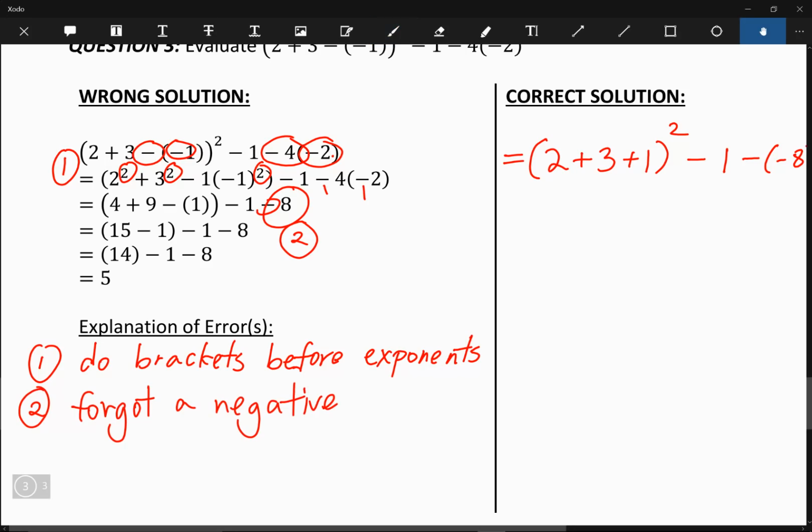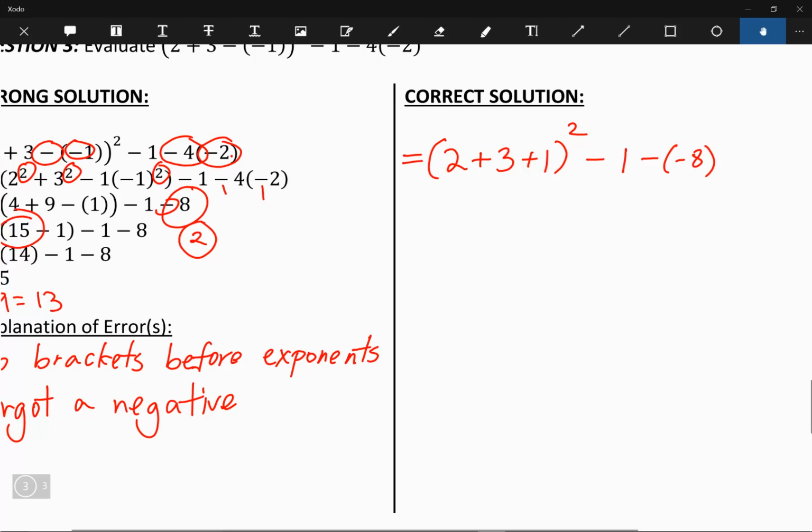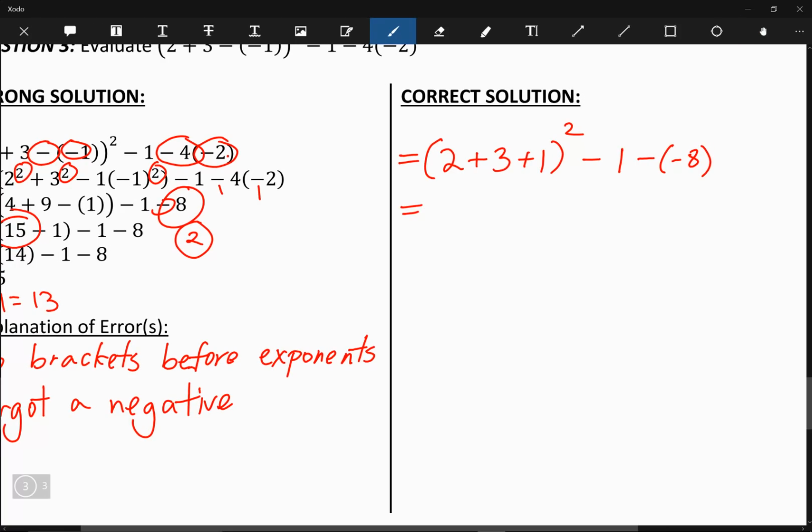Okay, and so here 15 is the last mistake. 4 plus 9 is equal to 13, not 15. Okay, so simple addition mistake. So what's the actual solution? So let's go back to our correct solution and try and figure this out. So 2 plus 3 plus 1, that gives me 6. I'm going to square that.